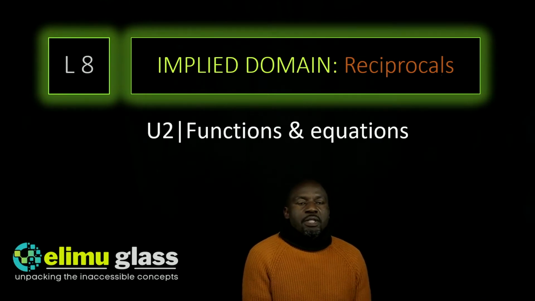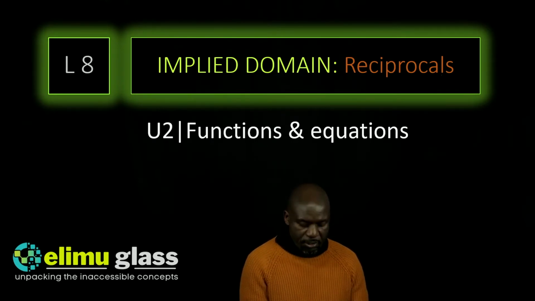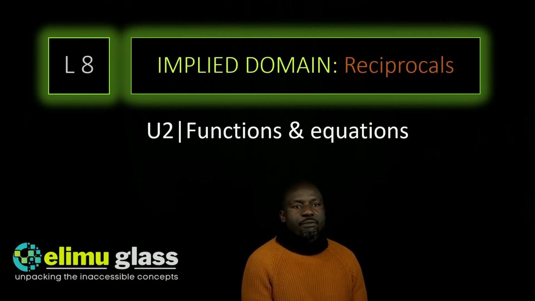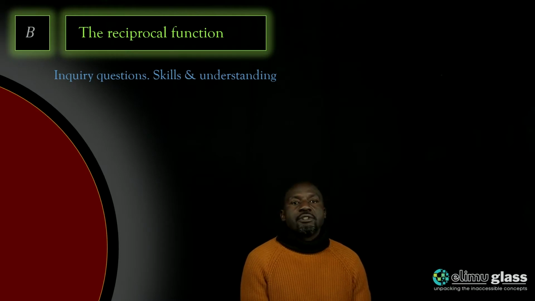We are going to now continue with a discussion on implied domain. In the last video, video number 7, we looked at the implied domain for square root functions. In this video, we will look at implied domains in the case of reciprocal functions, okay? First of all, we will want to understand what we mean by the reciprocal function. So let's start on the video straight away.